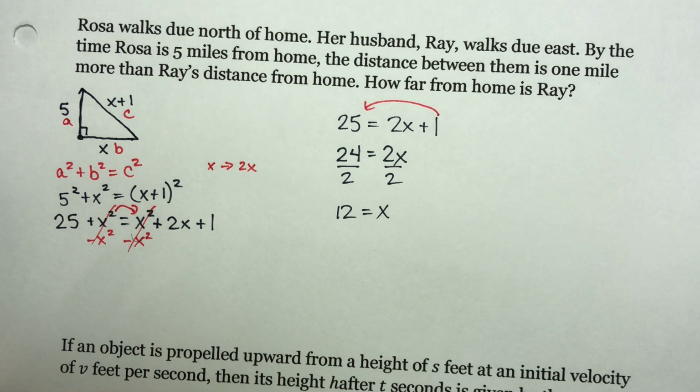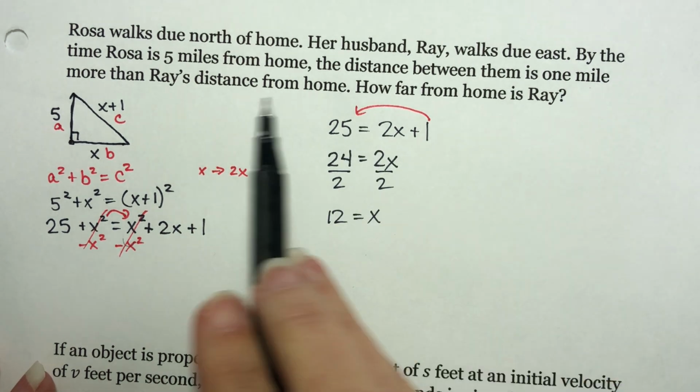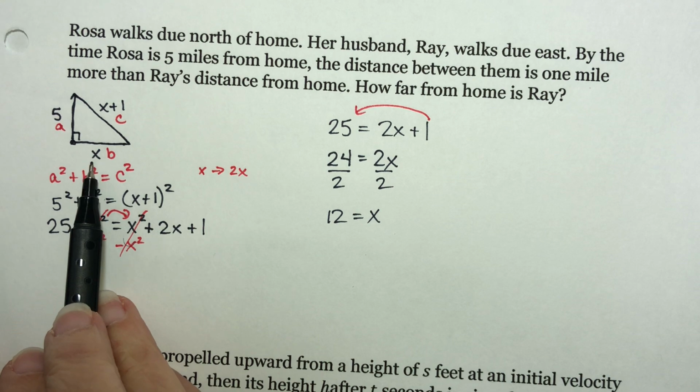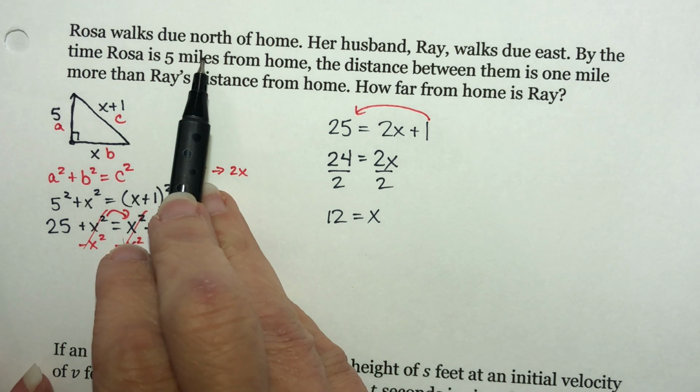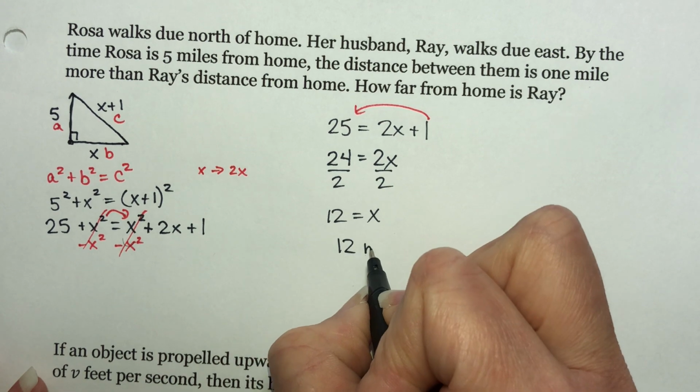Okay, so we solved the equation. We need to figure out what the answer to the whole problem is. We are asked how far from home is Ray. Well, Ray is walking to the east. He walked X miles, and I know it's miles because of this. So Ray is 12 miles from home.